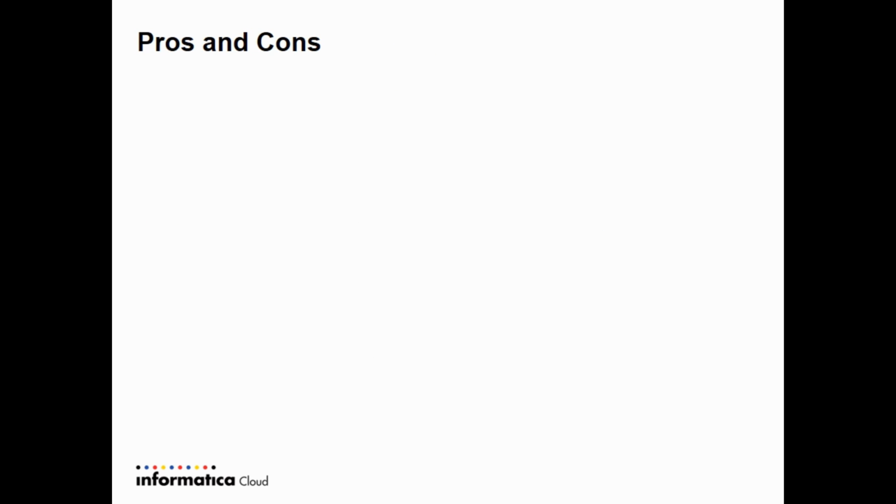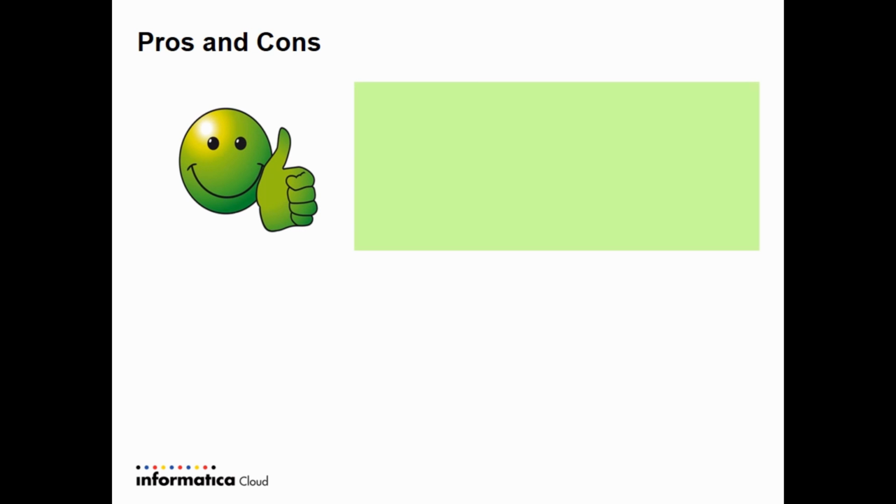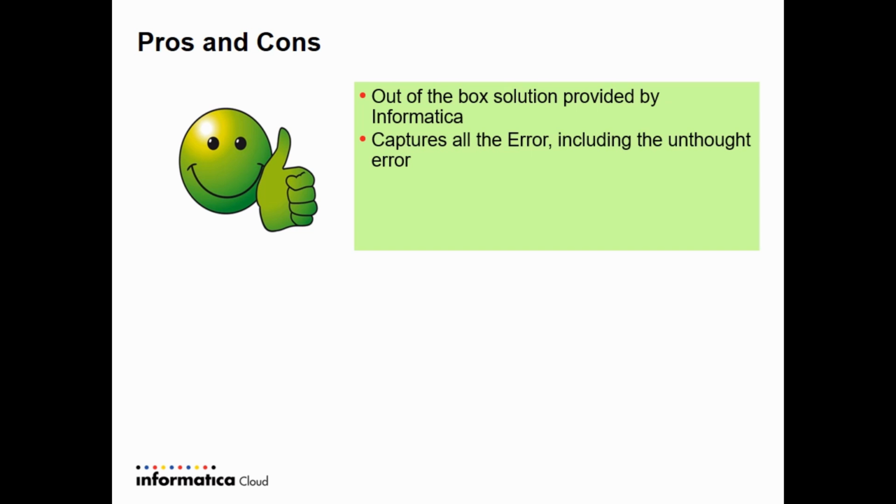Let us now discuss some pros and cons of the row error logging technique. Some pros are: the row error logging technique is an out-of-the-box solution provided by Informatica. Hence, you do not have to buy any additional licenses or download plugins to get the feature available to you in your org. This technique captures all types of error, including those which are unexpected. This technique requires less coding and testing effort by the development teams to catch and debug errors in transformations and mappings.